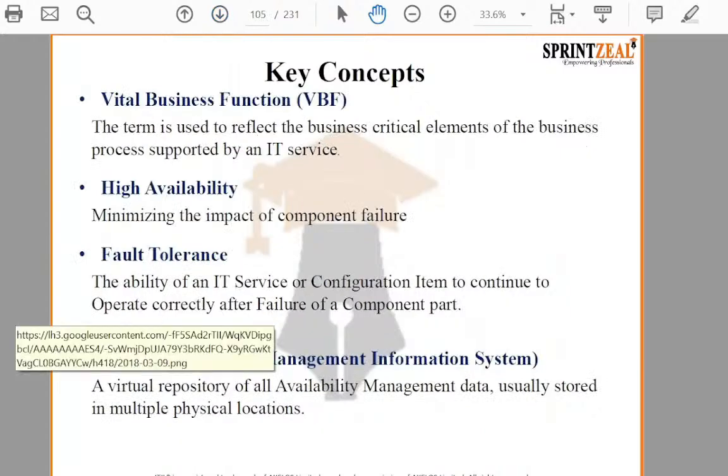Vital business function is a term that's used to reflect the business critical elements of the business process supported by an IT service. For example, the vital business function of an automated teller machine, or ATM, is to dispense cash, right? So that's a vital business function. What's the point of having an ATM if it can't dispense cash?